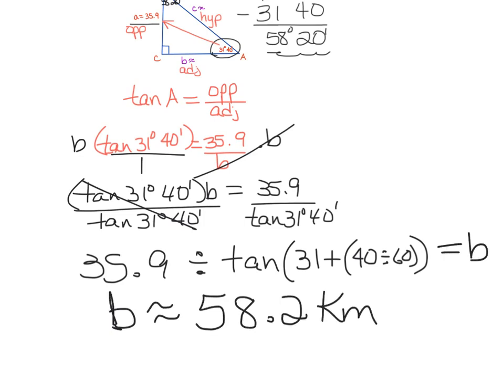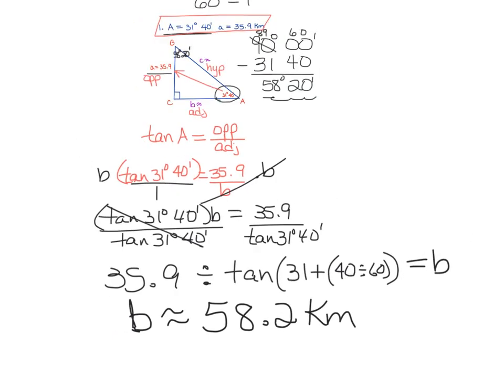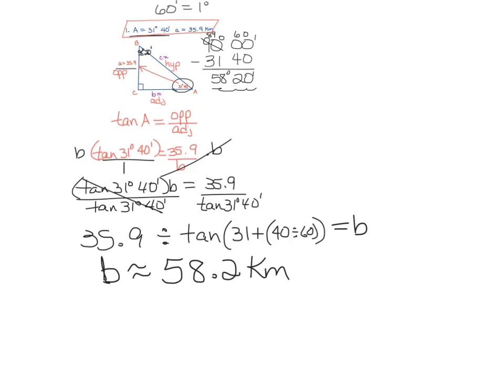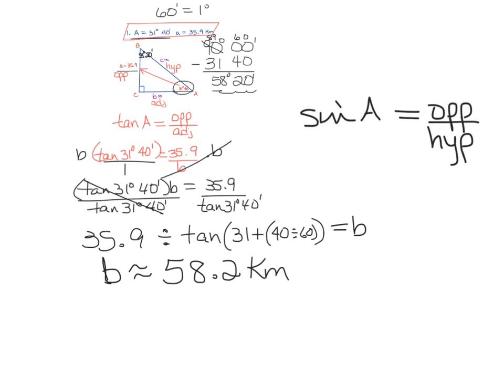I now need to do the same thing for C, but this time I'm looking for the hypotenuse. So I have to figure out which trig function will use opposite and hypotenuse, and that's going to be sine. So now I'm going to do sine of A, and I know sine is opposite over hypotenuse. So now I'm going to fill in my numbers.